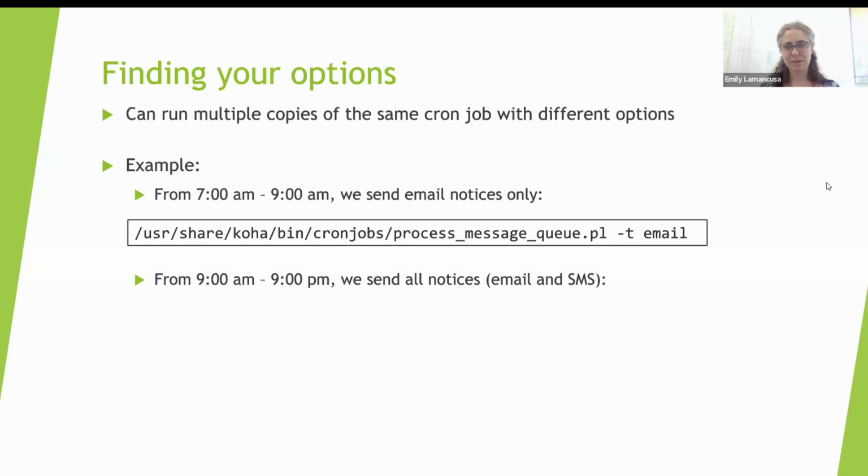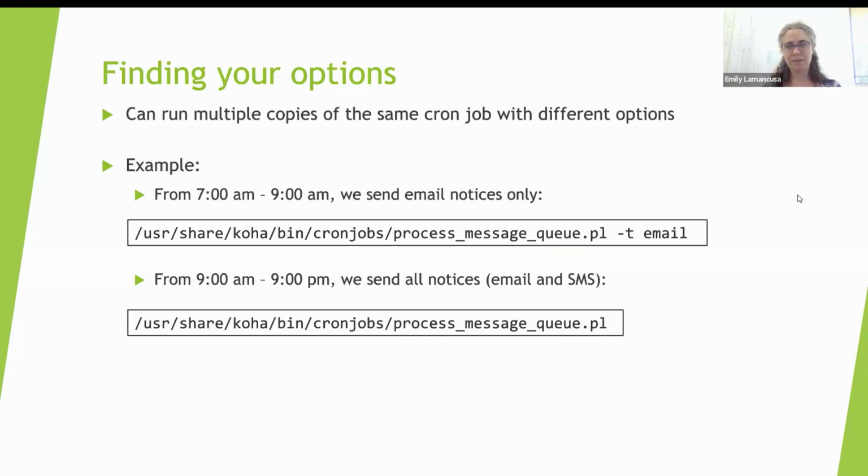So this is actually what our cron job setup looks like for that. That early morning one, we specified that T option for type and say only send email type notices. And then the rest of the day, we just didn't specify any options. We just let it run with its default behavior and send everything according to all of the notices that we have set up in our system.